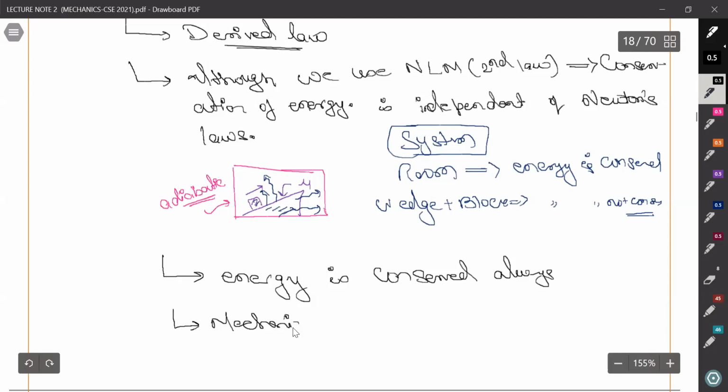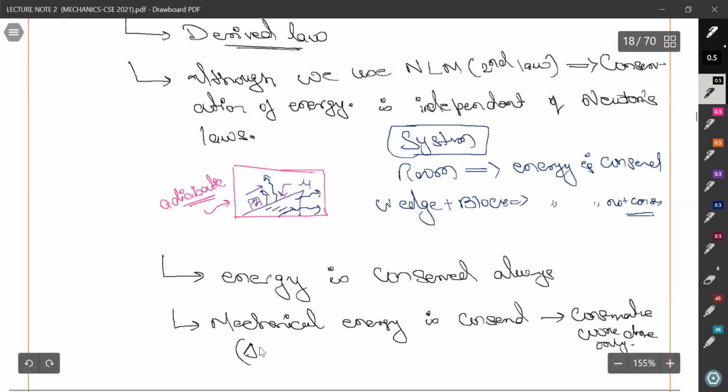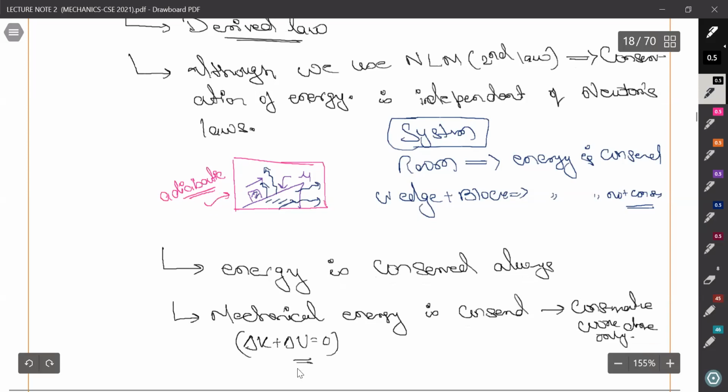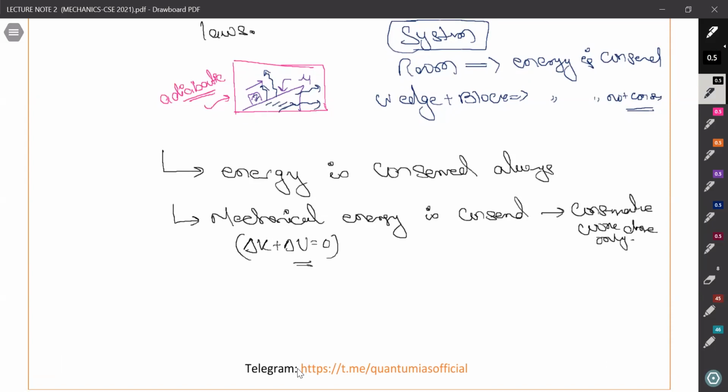Mechanical energy is conserved only when conservative forces do the work. Try to see the difference: delta K plus delta U equals 0. This is mechanical energy conservation. Treating the whole universe as our system, the whole of the energy is always conserved. So we need to find out these things.